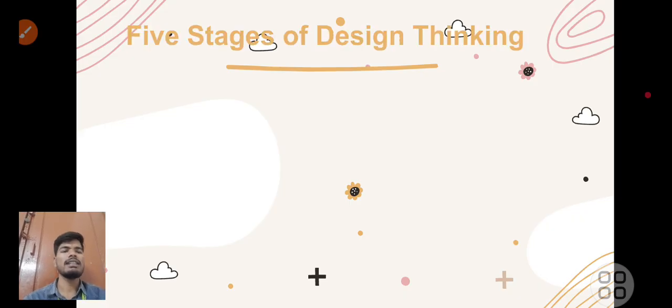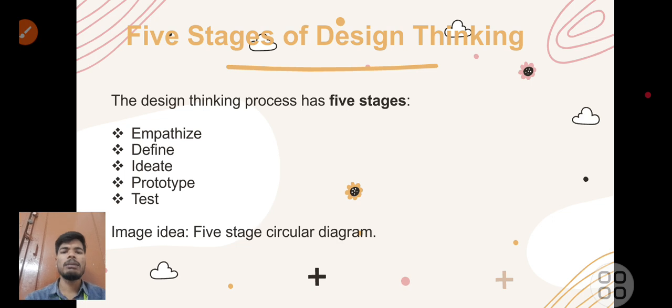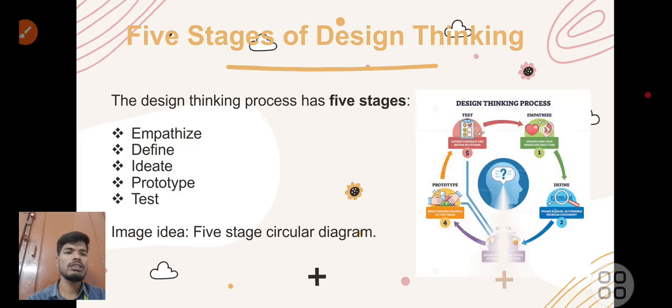5 stages of design thinking. There are mainly 5 stages involved in the design thinking process such as empathize, define, ideate, prototype, and test. Image idea, 5 stages circular diagram. So you can see the design thinking process involves empathize, define, ideate, prototype, and test.